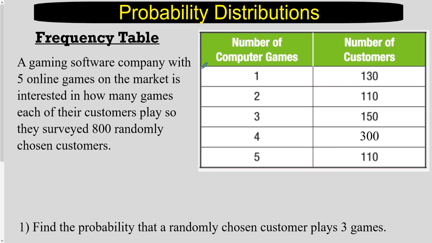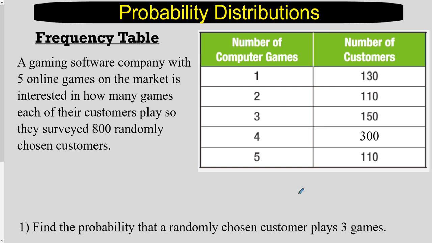All right, we're going to do our last day of probability. We're going to talk about some different probability distributions. So, to get us started, a gaming software company with 5 games on the market is interested in how many games each of their customers play, so they surveyed 800 randomly chosen customers. We're going to assume that they chose those customers in a way that makes it a fair sample and that there's no bias involved. We're just going to assume that all happened correctly.